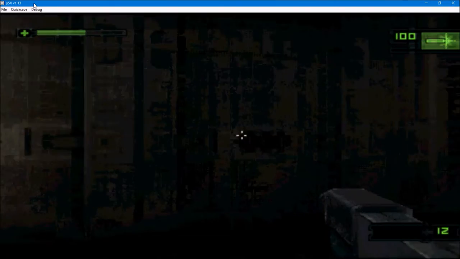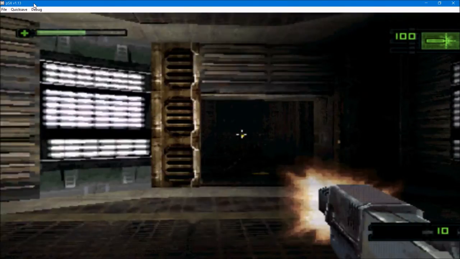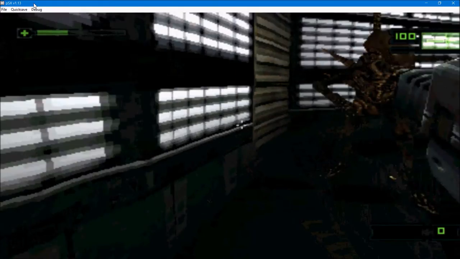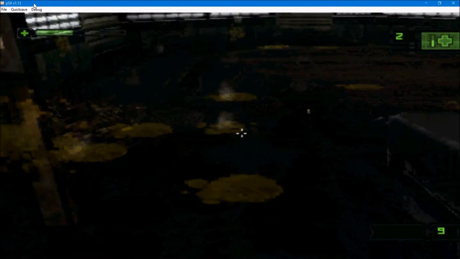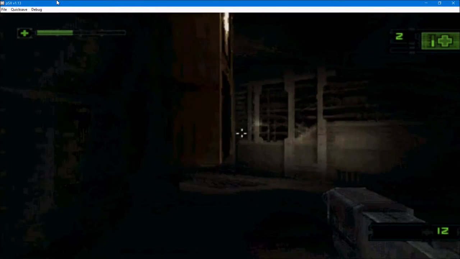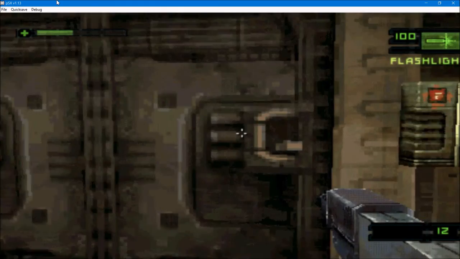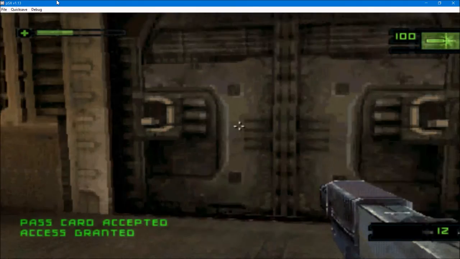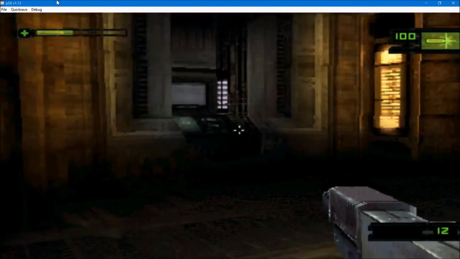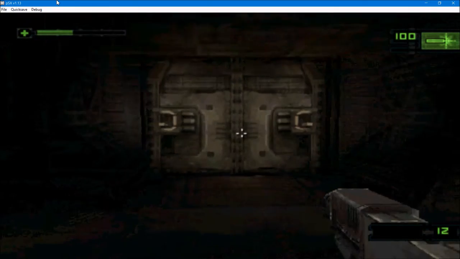I got the gist of it. A lot better. I'll take that, I think. I'm committed. I still got two medium packs, that's it, actually. Transport accepted. Access granted. I think that's the end of the level.